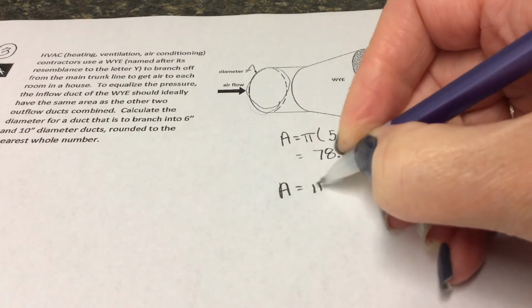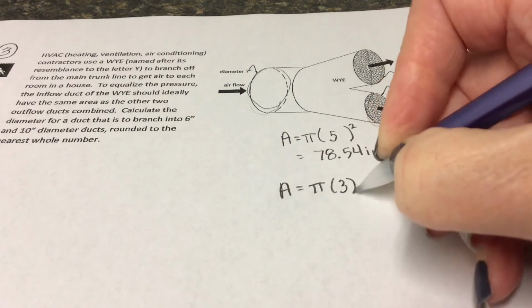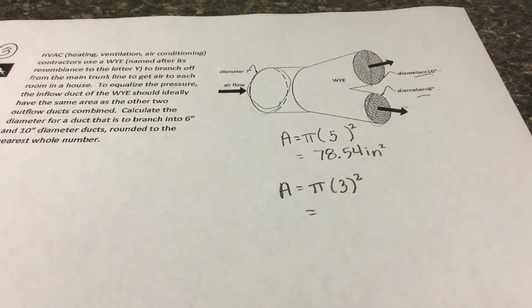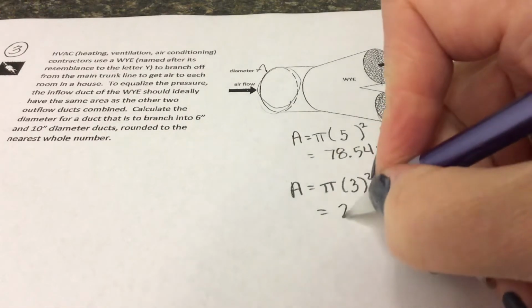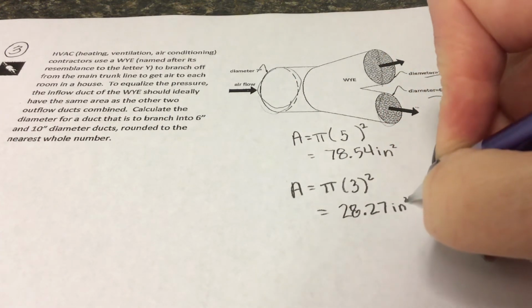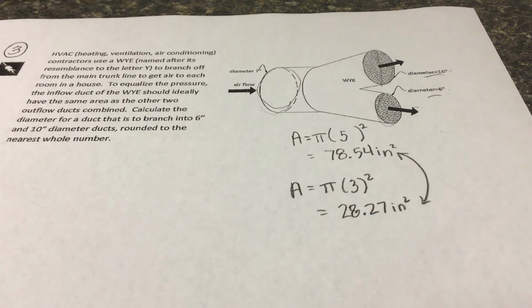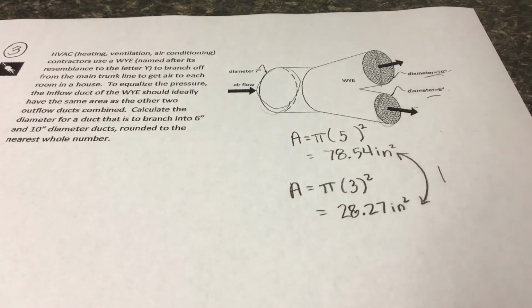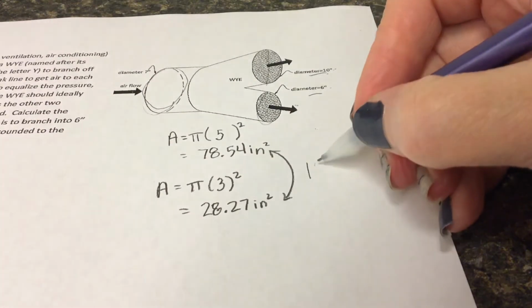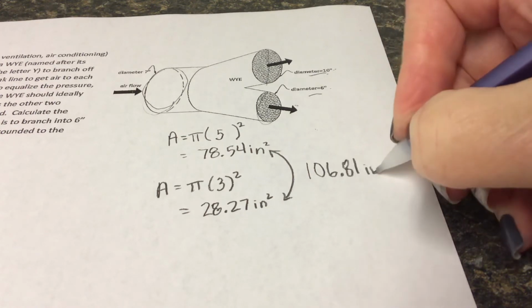And then our other piece of the Y, this one down here, diameter is 6, so the radius would be 3. So if we go pi times 3 squared, this is 28.27. Add those together. Our total amount of area would have to be 106.81 inches squared.